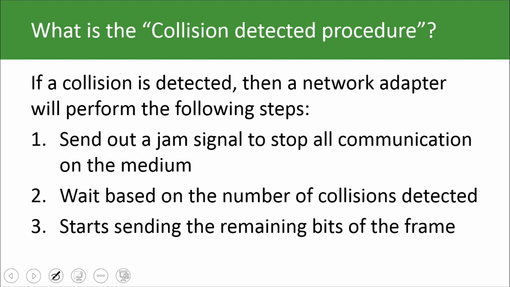What happens if there is a collision is sort of like in real life if two cars crash, right? You send out a jam signal and it stops all communication on the medium, so everything just sort of comes to a screeching halt. What happens is the computers or the devices are going to wait for a period of time that's dictated by the number of collisions that occurred, and then eventually, once the lanes are clear, once the roads are clear, it's going to start sending the remaining bits of the frame out on the network.